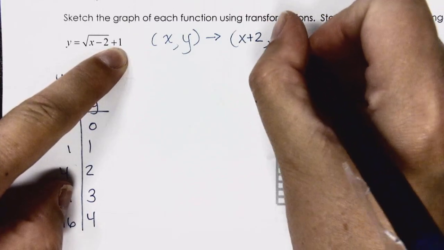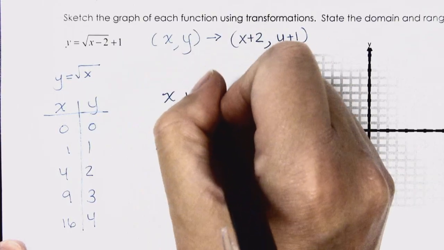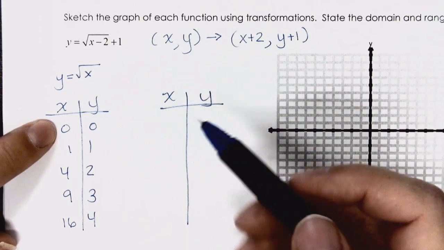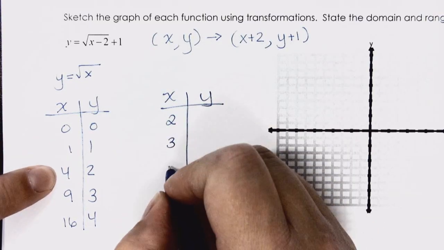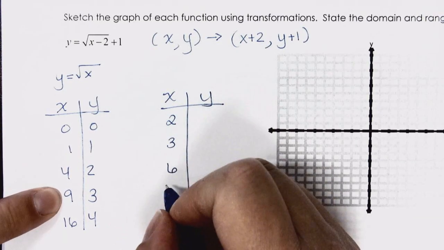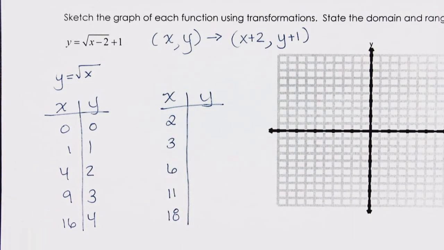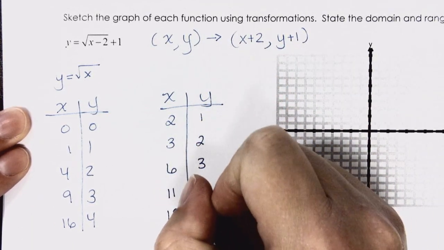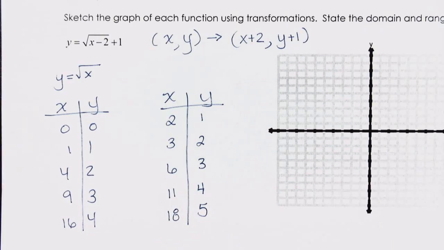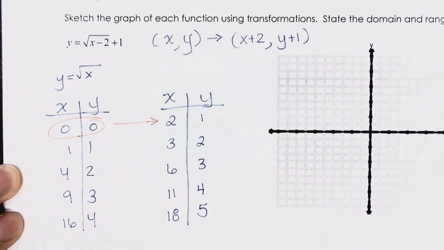So I'm adding 1. So my new table of values, all my x's are going to be add 2. So 0 is going to turn into 2, 1's going to turn into 3, 4 will turn into 6, 9 will turn into 11, and 16 will turn into 18. And for my y's, I'm just adding 1. So 1, 2, 3, 4, 5. So this point translates to that one.